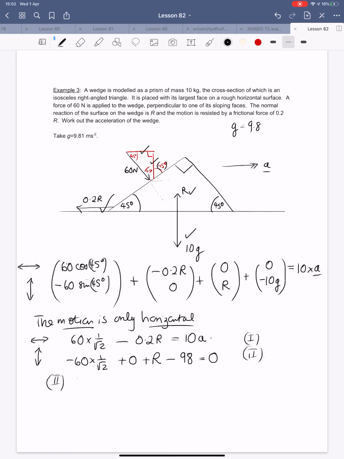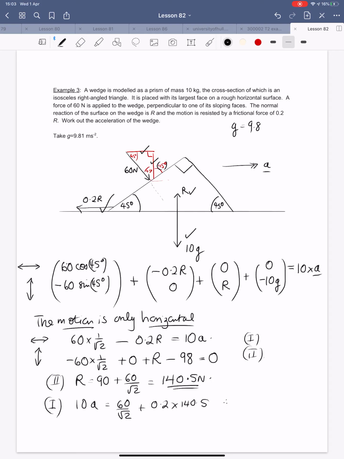Equation 2 is going to give us that R is 98 plus 60 divided by root 2, which is 140.5 newtons. Then substitute for this in equation 1. And we've got 10A is 60 divided by root 2 plus 0.2 times 140.5.